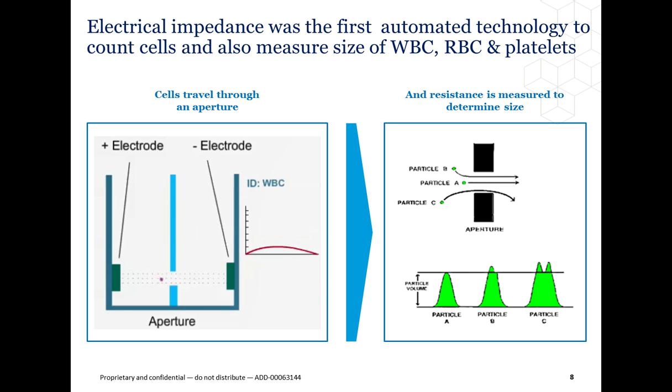that traverse the aperture. The challenge for this method in the early years was managing coincident events due to the closeness of cells as they pass through the aperture, and recirculation of cells around the detection area of the aperture and being recounted.